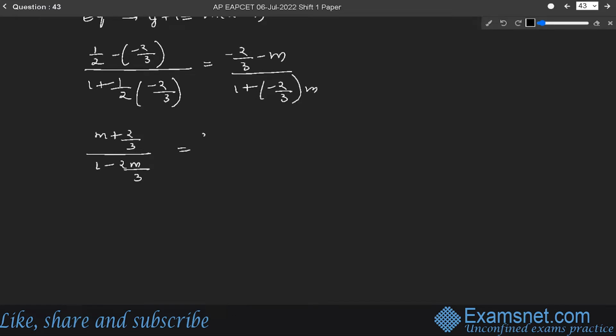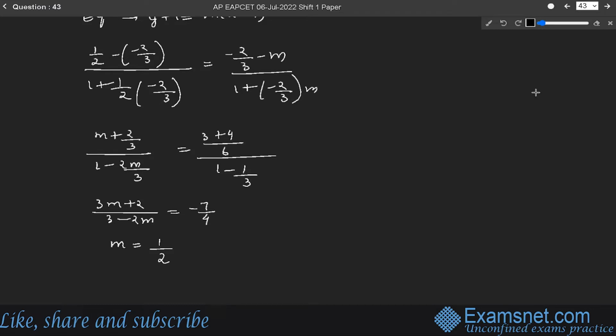It is equal to (3 plus 4)/6 divided by (1 minus 1/3). So it becomes (3m plus 2) divided by (3 minus 2m) is equal to minus 7/4. So from here, the value of m, we have to simply calculate in this case. And after calculating, the value of m that we will get here will be 1/2.